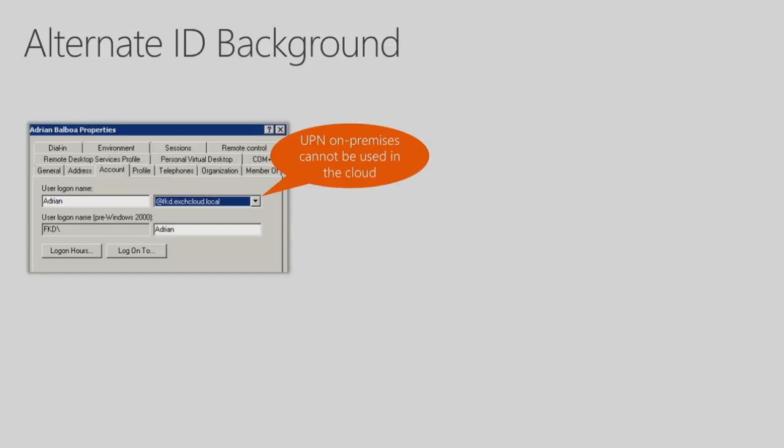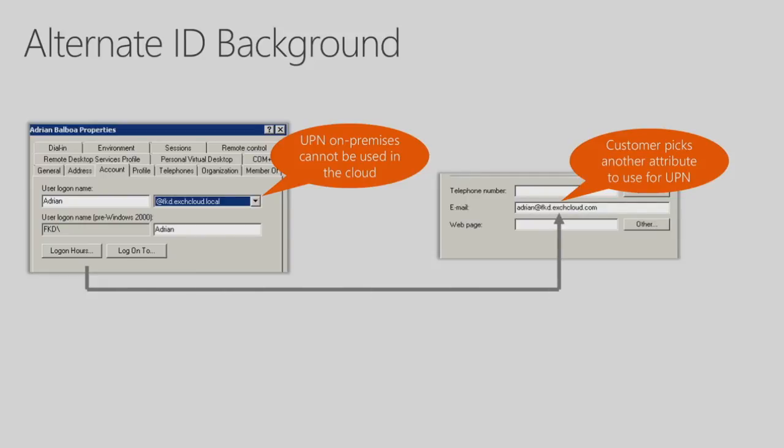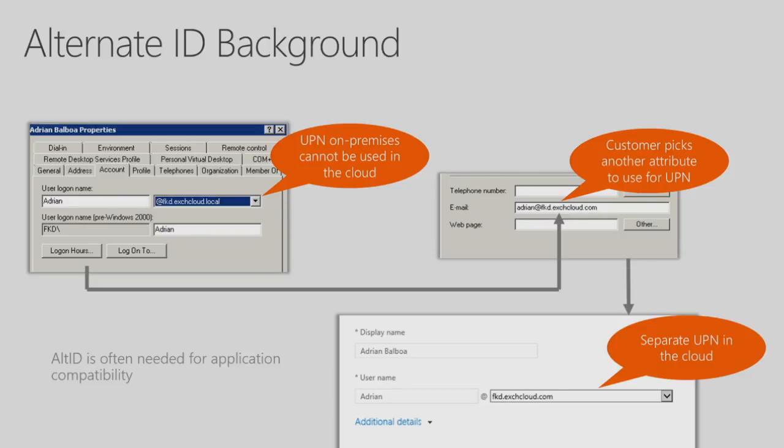And just quick background, if you're looking in your directory on-prem, you see here this guy's Adrian at exchangecloud.local, and so that's a non-routable UPN. And so what you do is you pick another attribute, in this case you pick the email, and you say, well, that's the thing I'm going to join to when I sync up into the cloud. And so now when the user signs into O365, they would use their email.